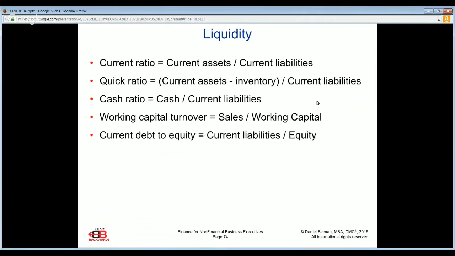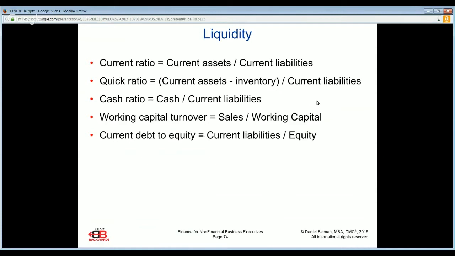So we'll start with liquidity ratios. And the reason we start with liquidity ratios is we always need to make sure that we can meet our short-term obligations before we ever look at long-term. There's a whole expression in finance: unless you can meet your short-term obligations, you won't be around to worry about your long-term.